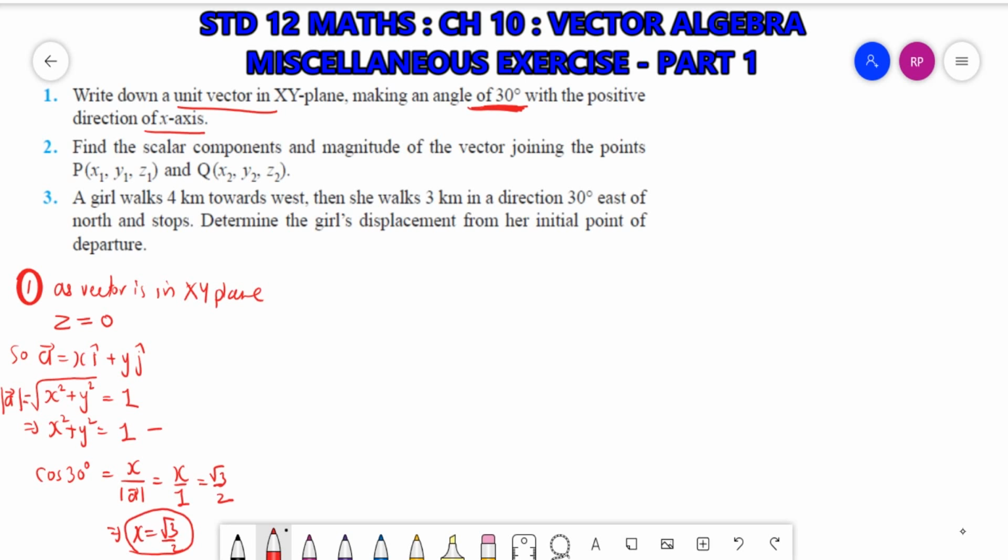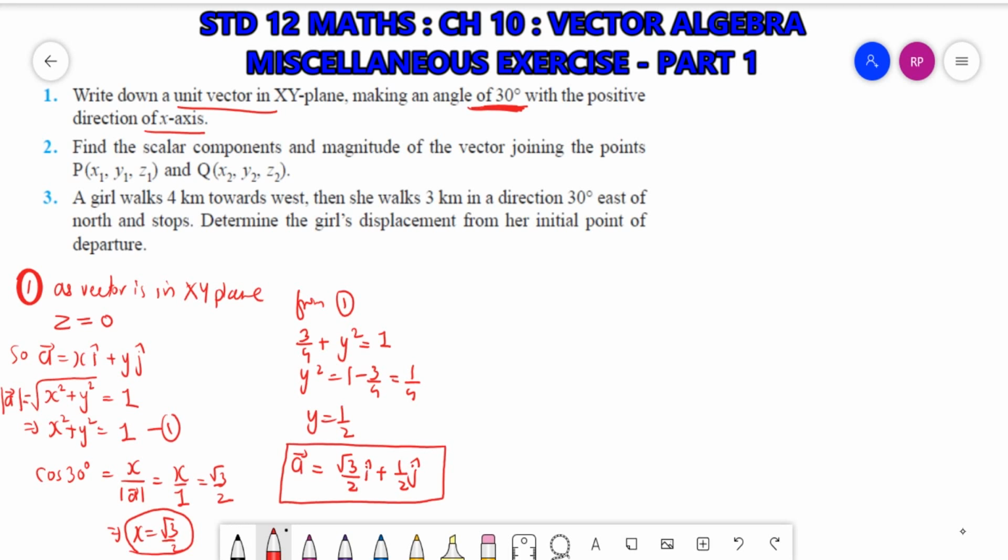Now already x square plus y square equals 1. So root 3 by 2 squared, 3 by 4, plus y square is equal to 1. So y square is equal to 1 minus 3 by 4, that is 4 minus 3, 1 by 4. Y is equal to 1 by 2. So the required vector A is equal to root 3 by 2 i plus 1 by 2 j. This was the first question.